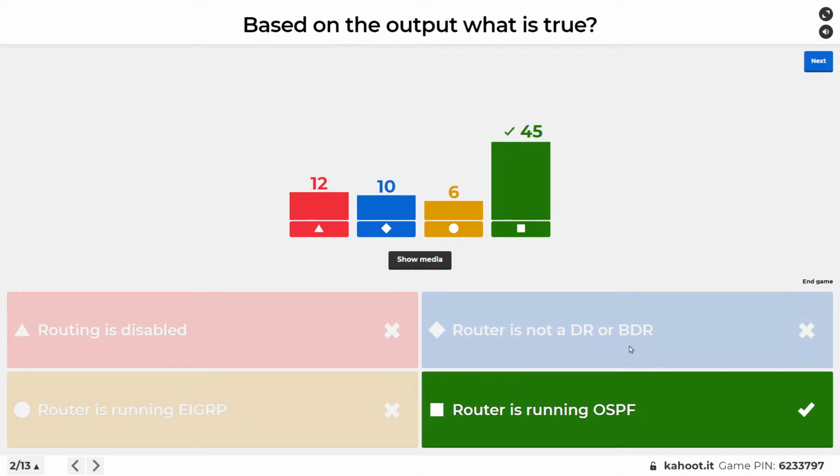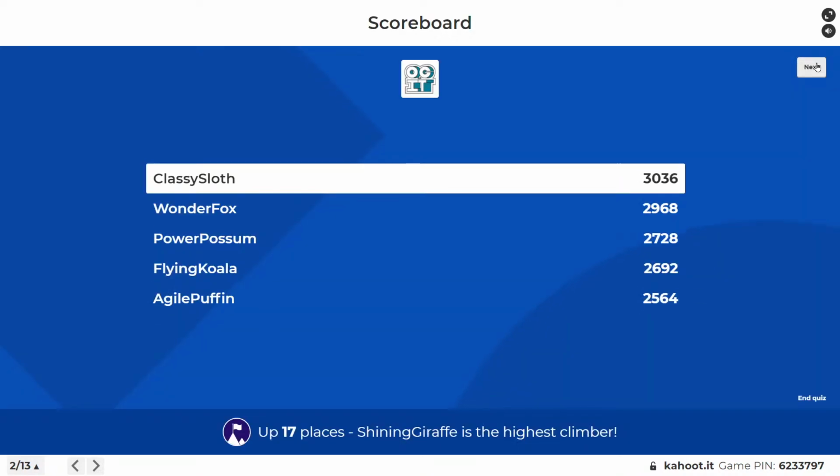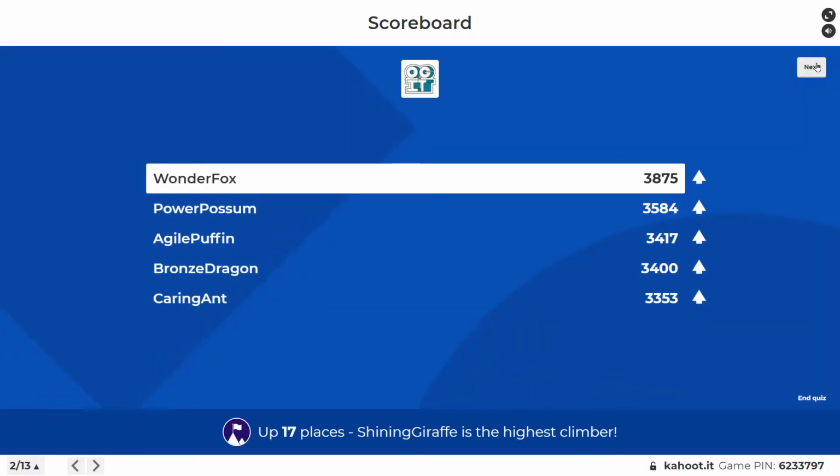So that's why green is the right answer. All right, let's see how we're doing. Oh, Wonder Fox, 3,875 points. Power Possum, Agile Puffin, Bronze Dragon, and Caring Ant, because he cares.